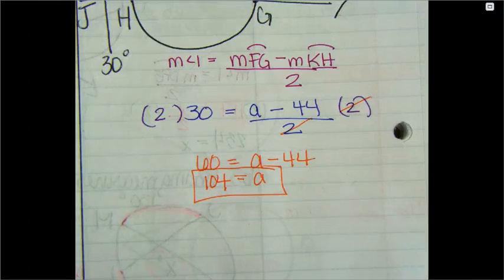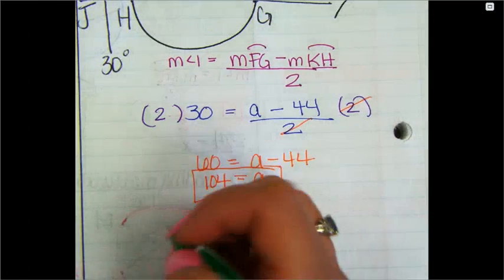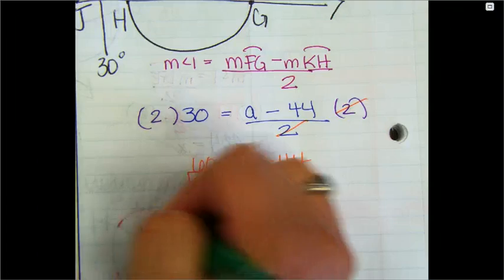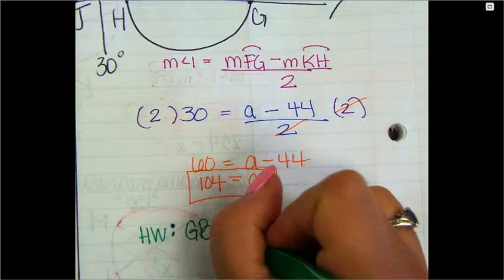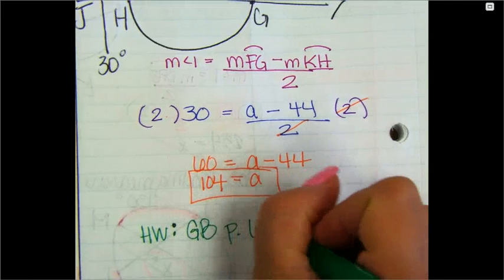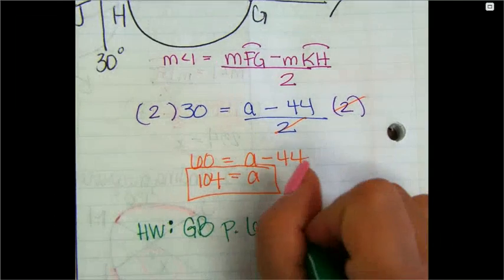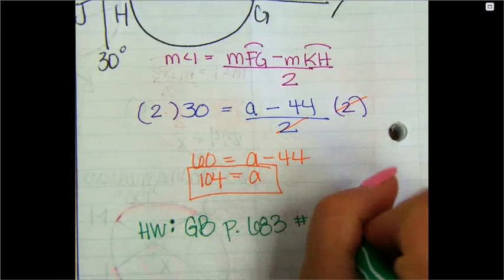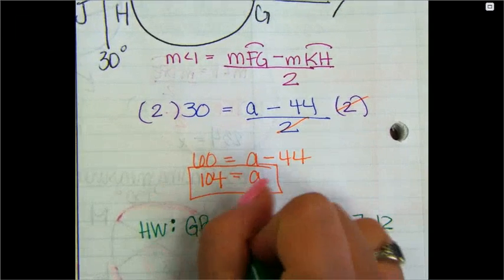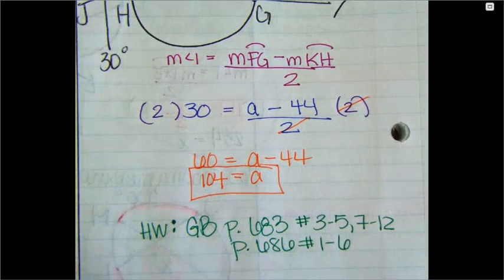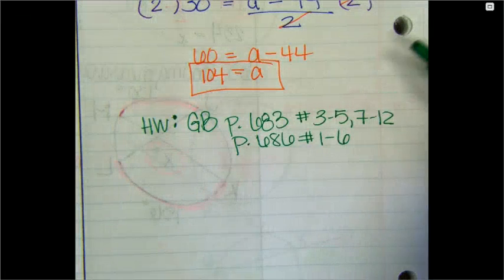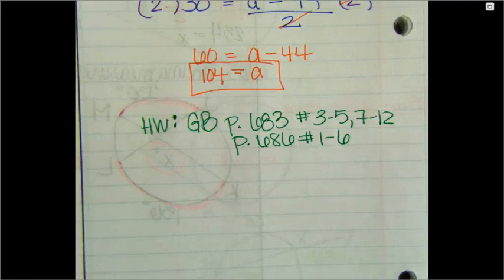Okay. Homework. You actually have a little bit of homework time. I know. Shocker. Guess where it's located? In the geometry book. Page 683. Numbers 3 through 5. 7 through 12. And then you're going to do on the same page, 686. Numbers 1 through 6. That part's a review. Why do you think you have a review? Because you have a quiz on Monday. Good? Get to working.